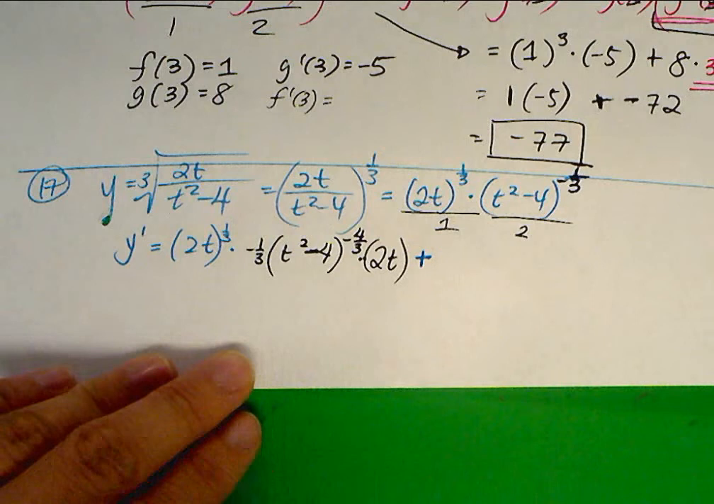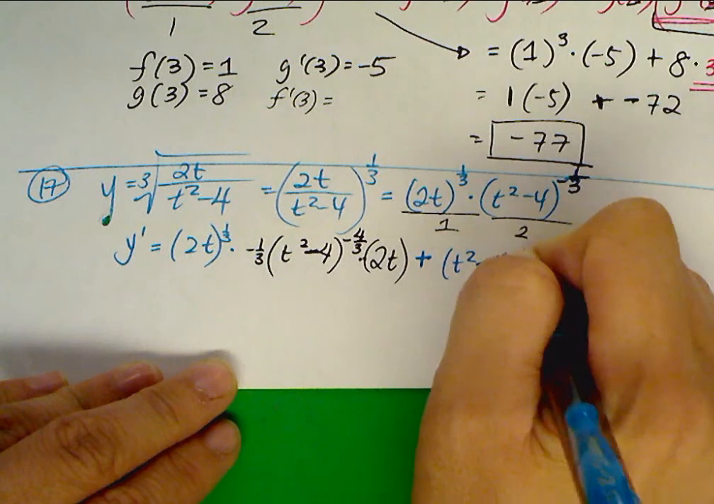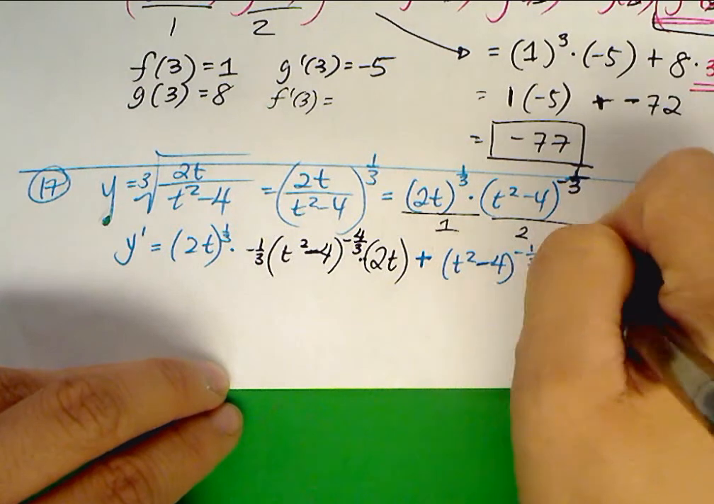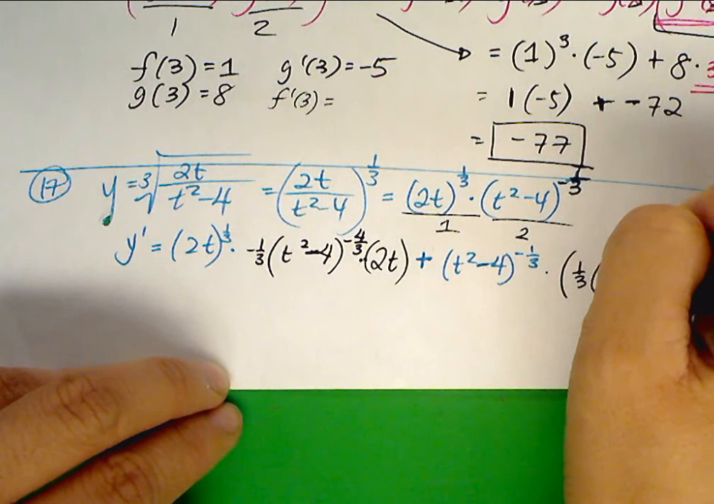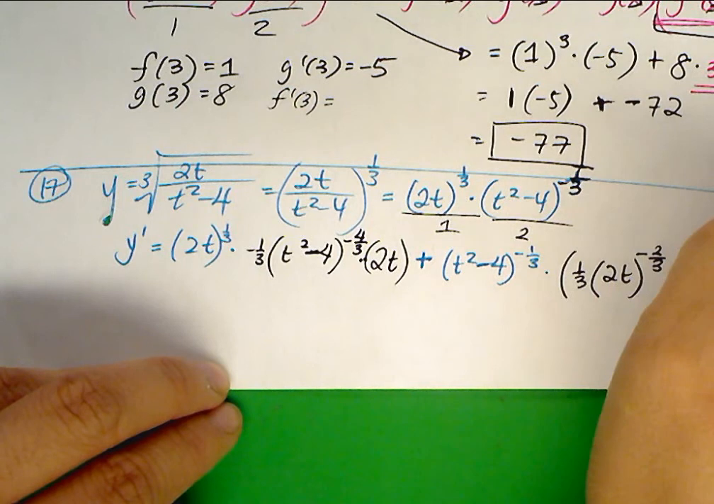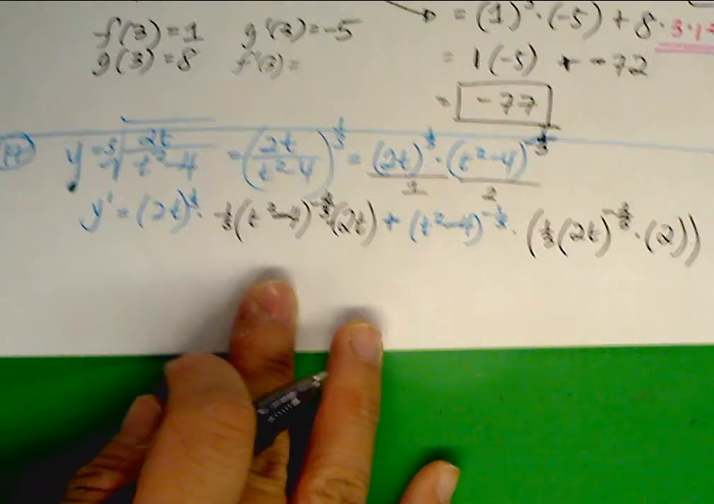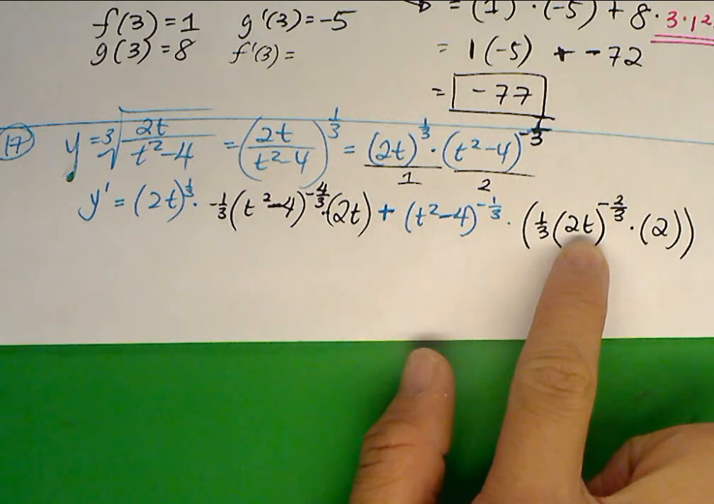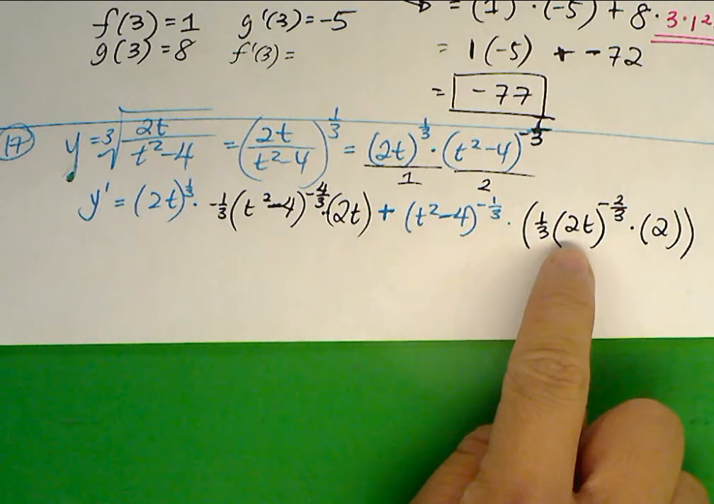That's 1d2, yeah. Plus 2, which is t squared minus 4 to the negative 1/3 power, times the derivative of 1, which is 1/3 times 2t to the negative 2/3. Say that again? Like the same thing as 2t over 3 to the negative 2/3. No. You multiply that 1/3 by the 2 on the outside, right? Yeah.